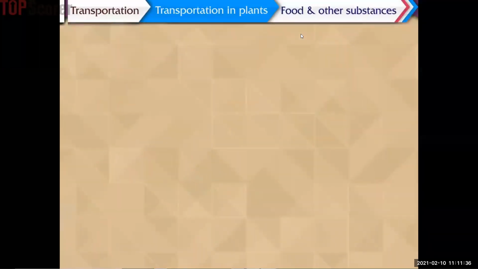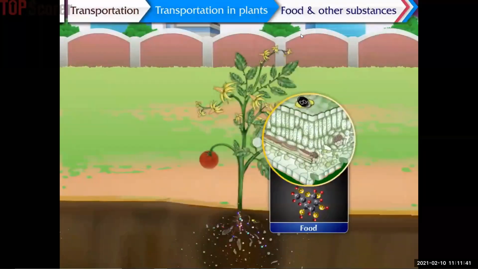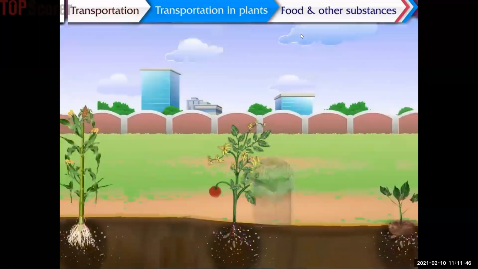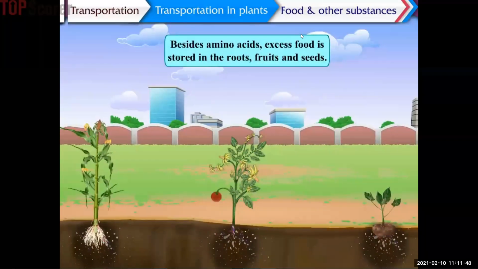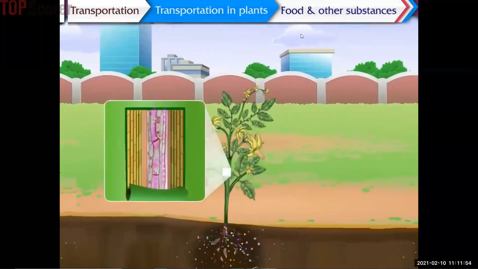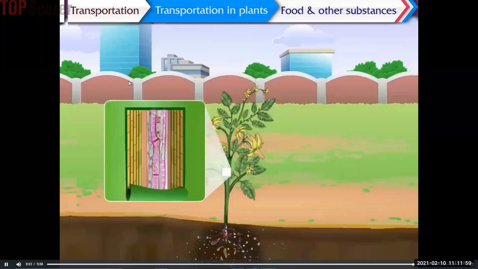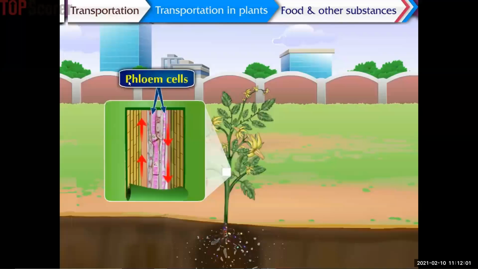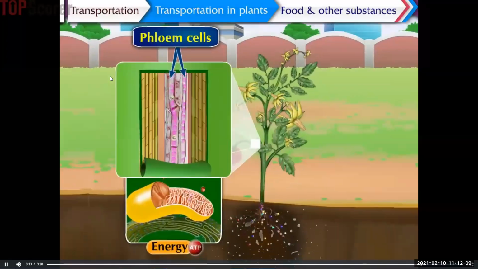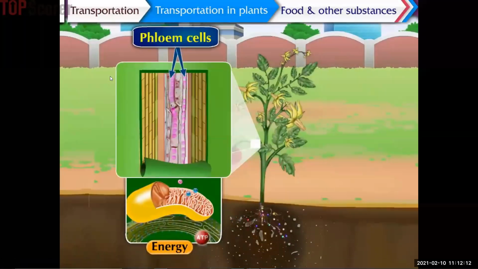Transport of food and other substances in plants. Food manufactured in the cells of the leaves is transported to every cell. Besides amino acids, excess food is stored in the roots, fruits, and seeds. This process is called translocation. The process of translocation takes place through phloem in the upward as well as downward direction. Translocation is not a simple physical process, but it needs energy. This energy is obtained from ATP.